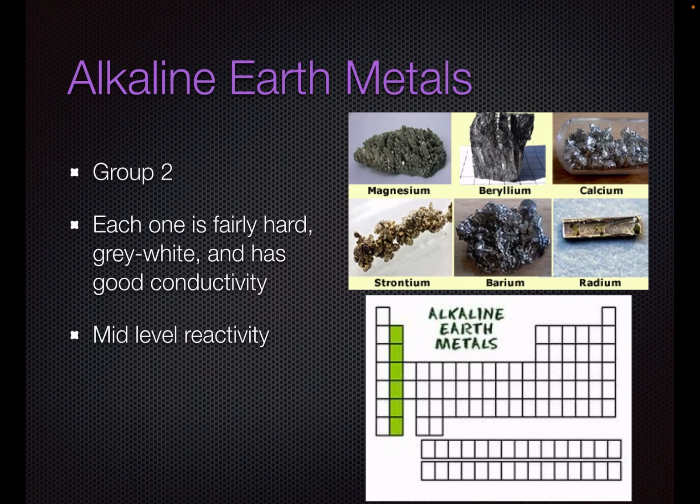So the alkaline earth metals make up group 2. They are fairly hard. Generally, they're a gray to white color, and they have really good conductivity. They fall under a mid-level reactivity. So they're not as reactive as the ones in group 1, but they're more reactive than the other elements as you move across the periodic table. So we call them mid-level reactivity. Some examples of these are manganese, beryllium, calcium, strontium, barium, and radium. You can see pictures of those in their pure form up in the right-hand corner of this slide.